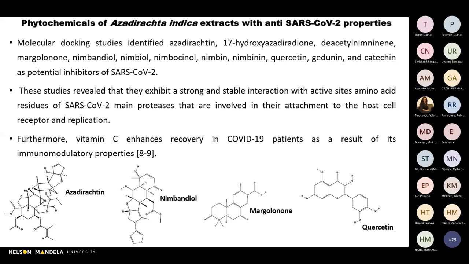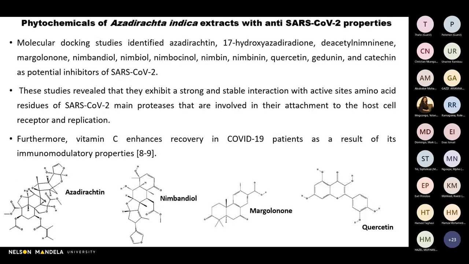Furthermore, vitamin C, which is also present in neem extract, enhances recovery in COVID-19 patients as a result of its immunomodulatory properties. So this is to say that these molecular docking study results highlight the fact that all these phytochemicals would be ideal in the biosynthesis, or as capping agents, for biologically synthesized nanoparticles.